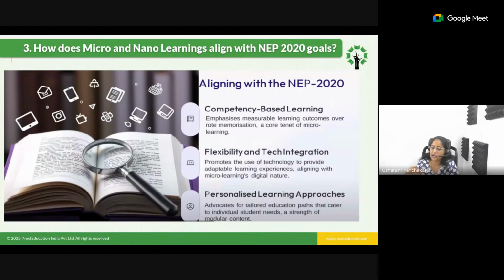Or if you are in a session or a class with low achievers, you can still go with that flexibility in the video tutorials. So that is where flexibility and tech integration are, and these two are where we can make use of an advantage. And coming to the next one, personalized learning. As per the pace of the learner, as per the needs of the learner, we can give the content.